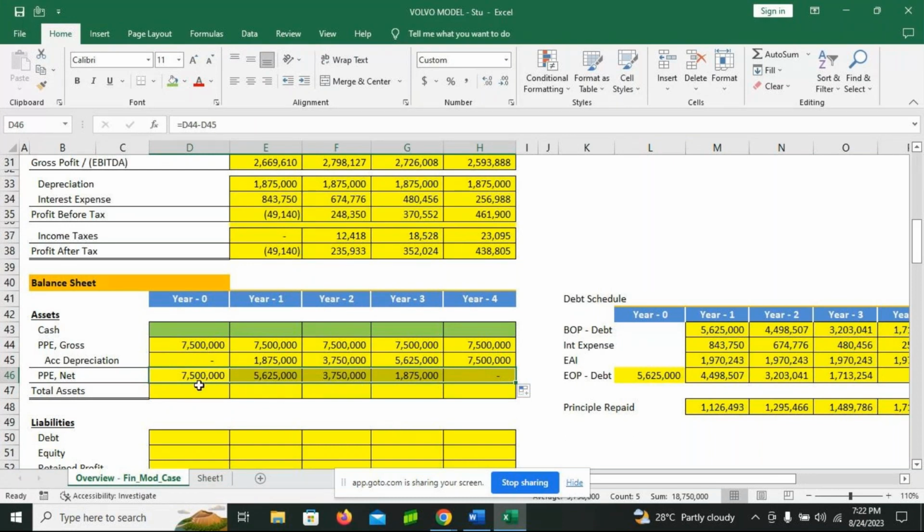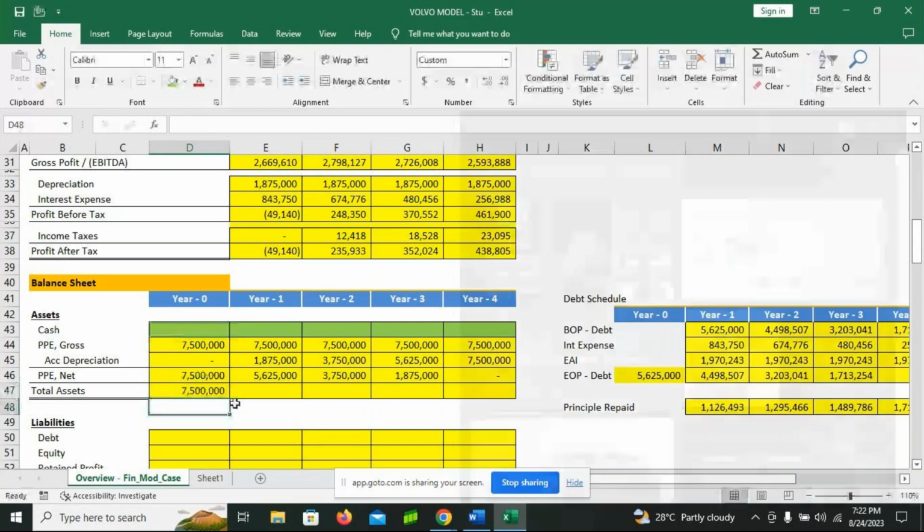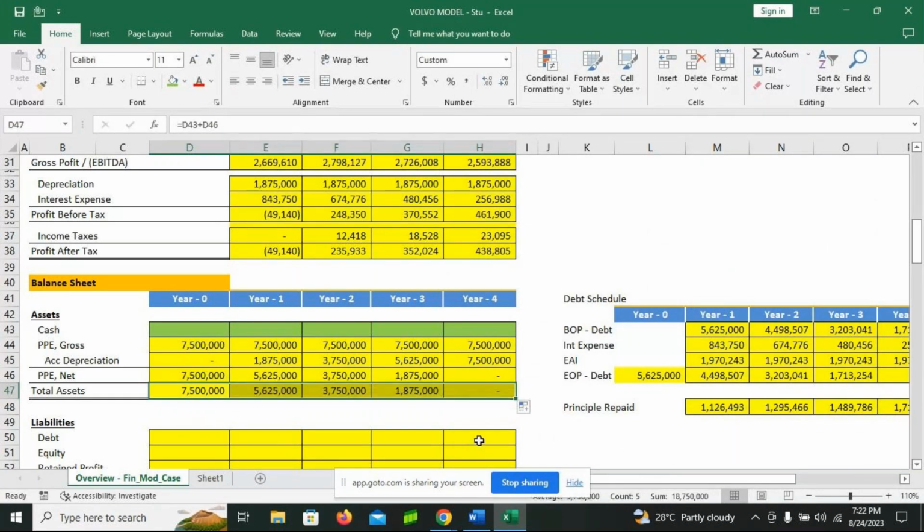So assets. For instance, I have not given any cash, but still I'll take that, so that once we complete our cash calculations, it will get into proper accounting. So D43 plus PPE net. So I'll come here and drag it. So the balance sheet asset side is done.